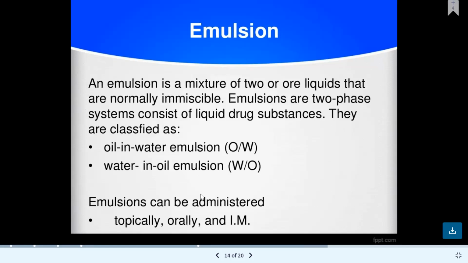Okay, an emulsion is a mixture of two or more liquids, normally immiscible with each other. Emulsions are two-phase systems consisting of liquid drug substances. They are classified as oil in water or water in oil, so you can represent them as O/W and W/O. Emulsions can be administered topically, orally, and intramuscularly.